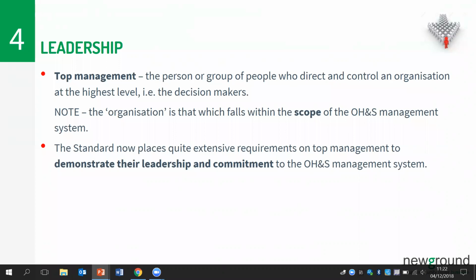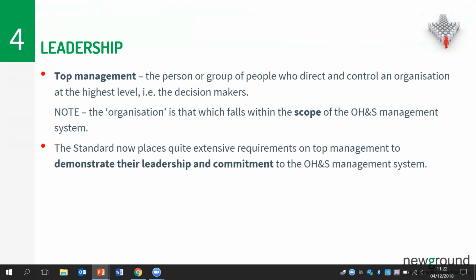So the standard now places quite extensive and prescriptive requirements on top management to demonstrate their leadership and commitment to the safety management system. It's worth considering how leadership and commitment can be demonstrated, as your auditor will look for evidence to support that these requirements are being met. And it could be things like top management being able to articulate an understanding of the key safety risks or opportunities in the business and what the business is doing about these risks and how this might link to the safety objectives or the policy commitments.